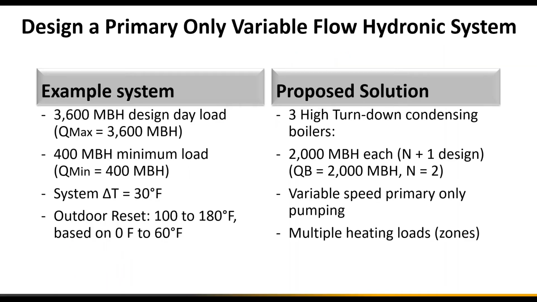Moving on to the next slide, I think we've got a quick design example here. Say we're going to design a primary-only variable flow hydronic system. We have a 3.6 million BTU design load, a 400,000 minimum load, and say we want to reset between 100 and 180. So we're still looking at a typical, maybe retrofit, apartment building. We want to bring the delta T up to 30 degrees, and we're looking to have N+1 redundancy, so 2 boilers should be able to handle the load. So we basically have 2 million BTU boilers with variable speed primary piping. And moving on to the next slide.